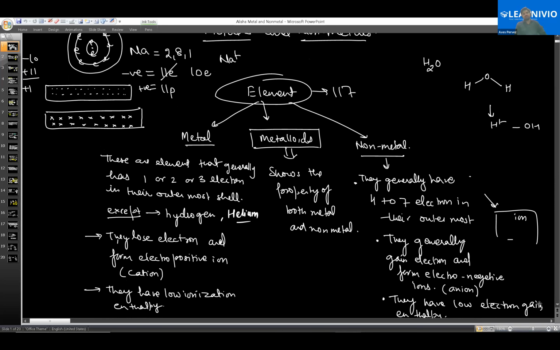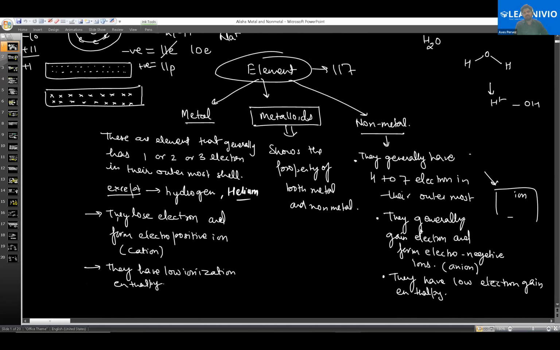Yes. Metals lose electrons and form electropositive ions. They have low ionization enthalpy. Next, non-metals generally gain electrons and form electronegative ions. They have high ionization enthalpy. Okay.